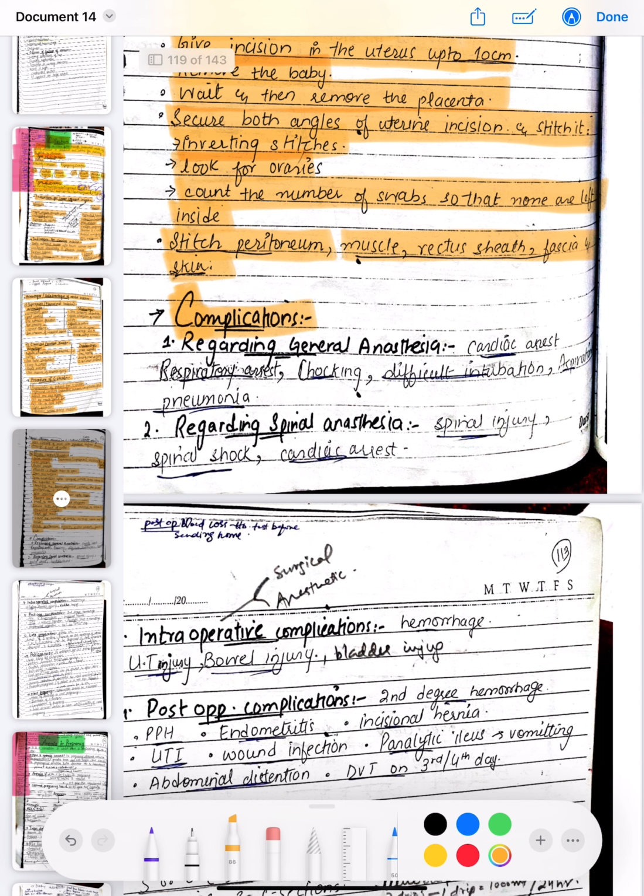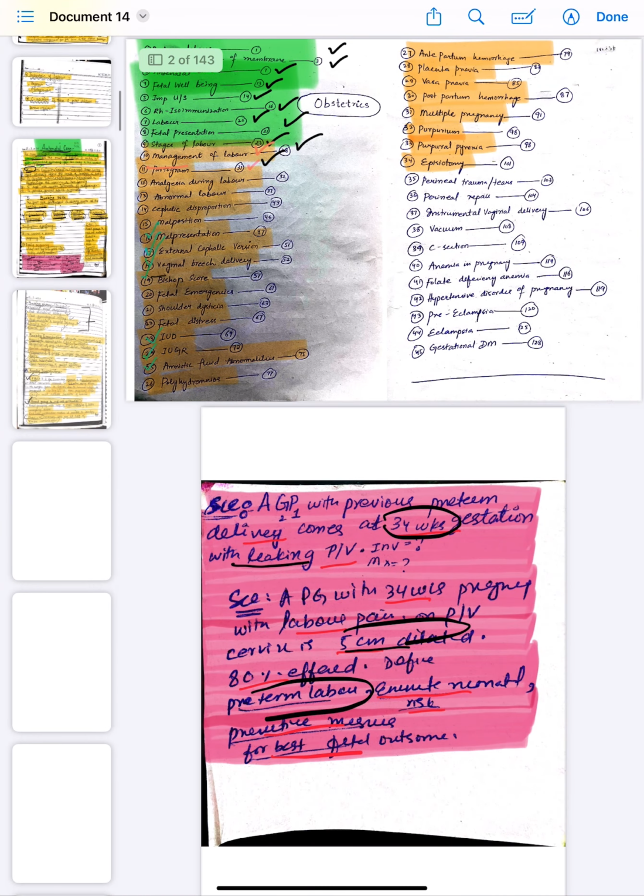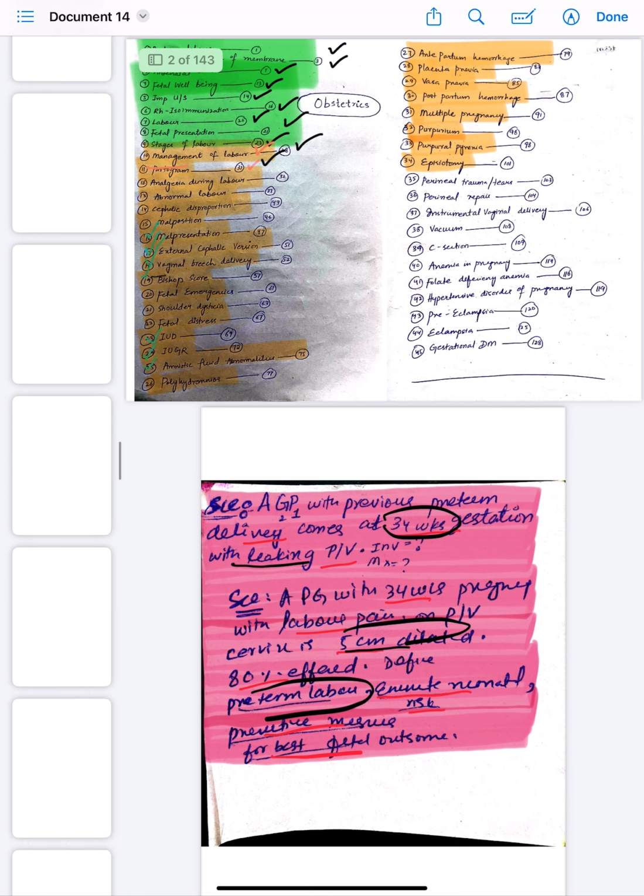Now the complications of the C-sections are regarding the general anesthesia, which are cardiac arrest, respiratory arrest, C-section, page number 109.